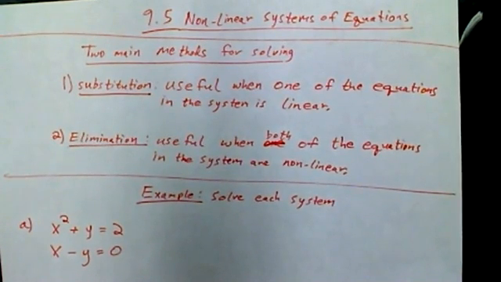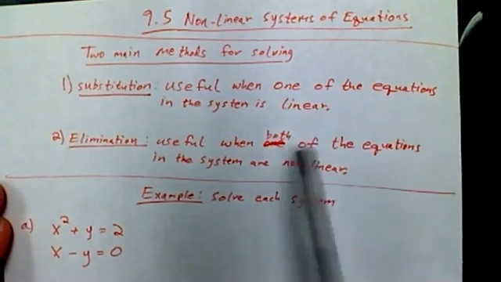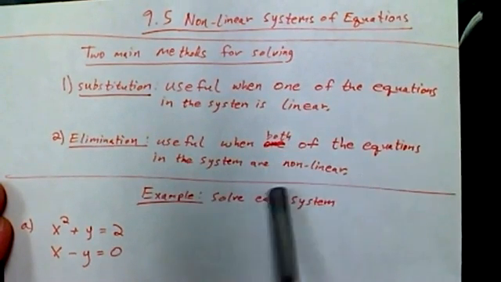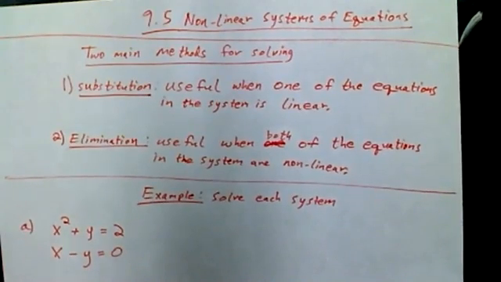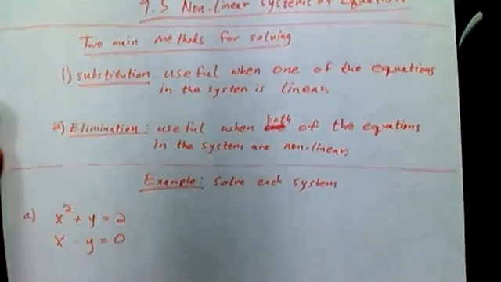The second type of method is elimination, which we're also familiar with. This is generally more useful when both of the equations in the system are nonlinear, and that's what we're going to do for our second problem here. Okay, so just a few quick examples.